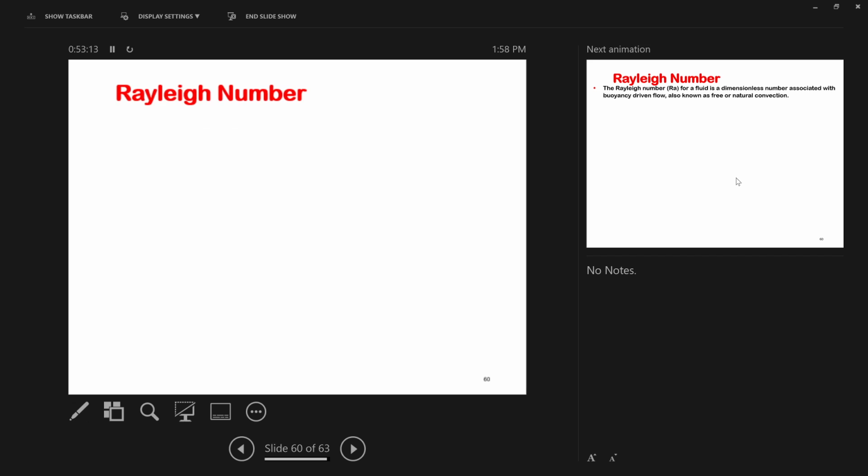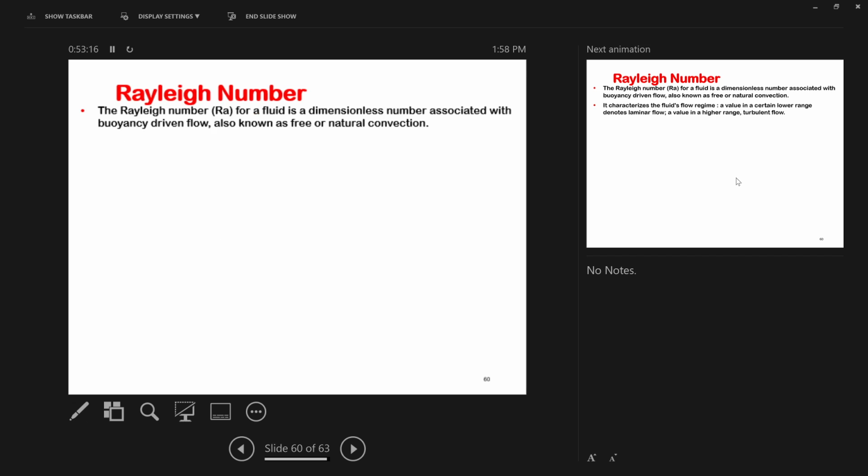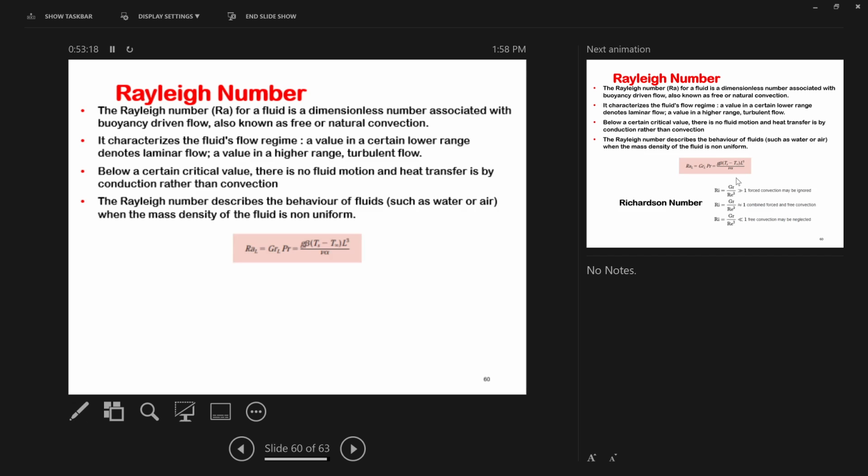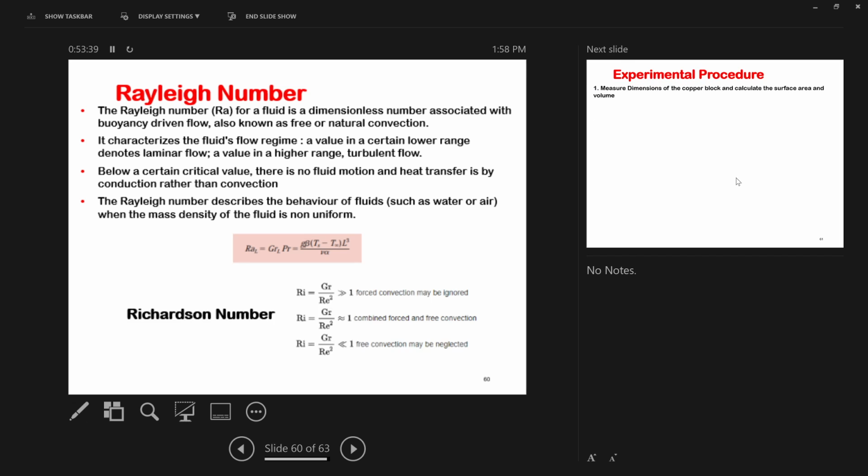Okay, then the next part of the natural convection analysis is the Rayleigh number. We define the Rayleigh number as the Grashof number multiplied by the Prandtl number for a flat plate. So it's g beta (Ts minus T infinity) over nu alpha, multiplied by L to the third. We can also use a combination of Grashof or Rayleigh and Reynolds.